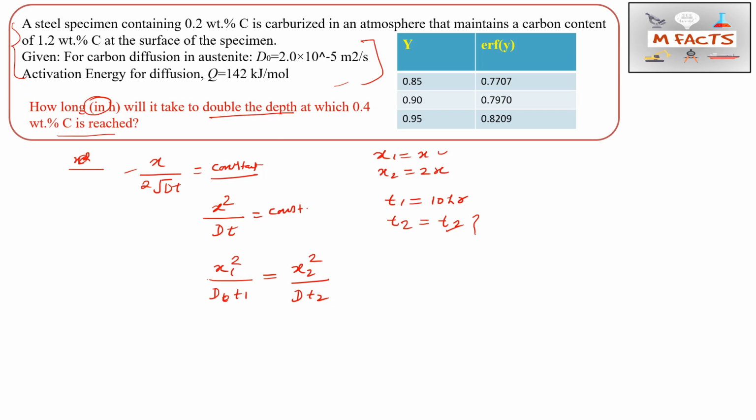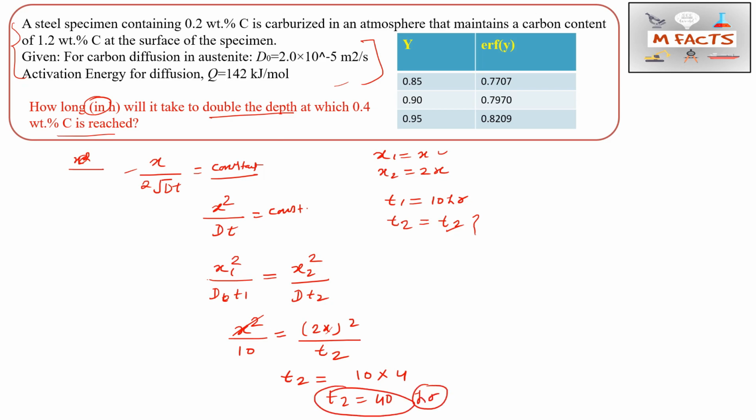Okay, so x1 is x squared, t1 is 10, and this x2 is 2x, and this t2 we need to find. So how can we find t2? t2 is equal to 10 multiplied by 4, because this x and this x squared will be cancelled. So t2 is equal to 40 hours. Okay, so this is the simplest question which can be asked in GATE metallurgy. This is the second part of this question, and it is a very easy part. So the answer for this question is 40 hours.